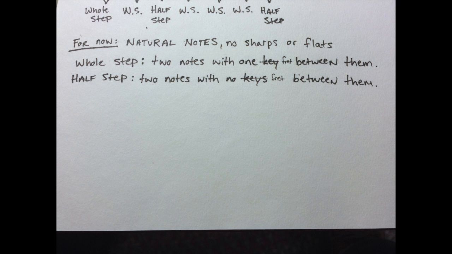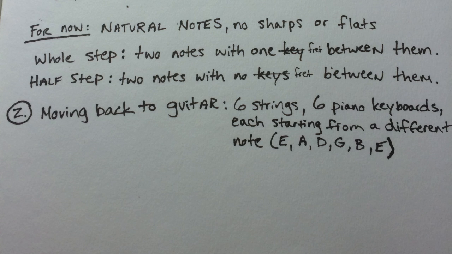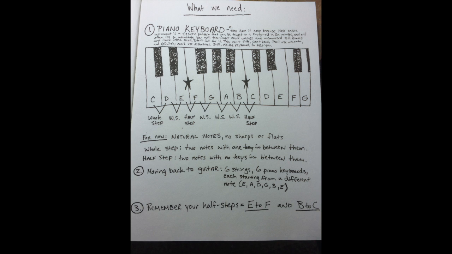Now let's take this whole step, half step business and move it back over to the guitar. Instead of talking about keys, now we're talking about frets. Whole steps are 2 notes with 1 fret between them. Half steps are when you play 2 notes with no fret between them. To put it in simple terms, we're basically dealing with 6 strings, 6 individual piano keyboards, each starting from a different note. Now we're going to move things over to the guitar. Remember your half steps, E to F and B to C.